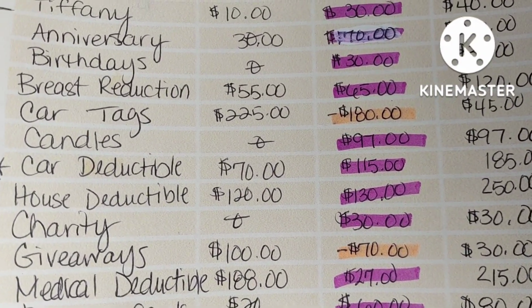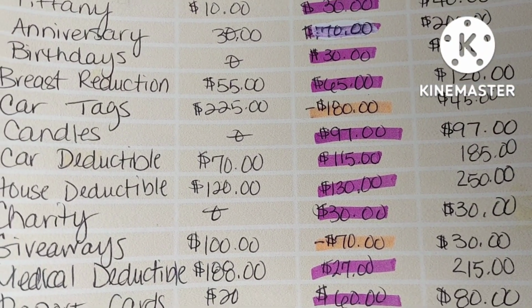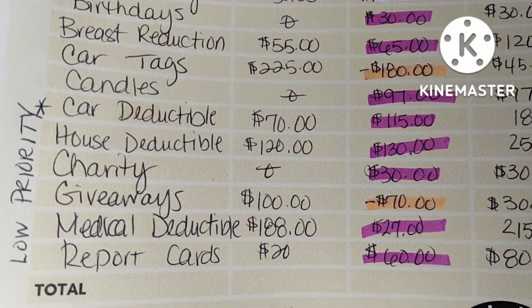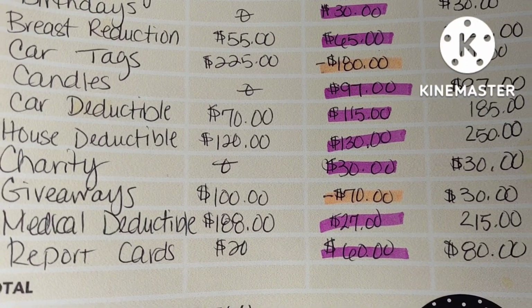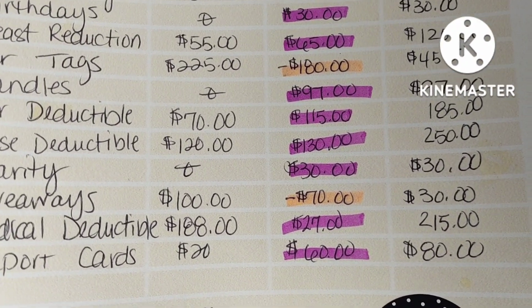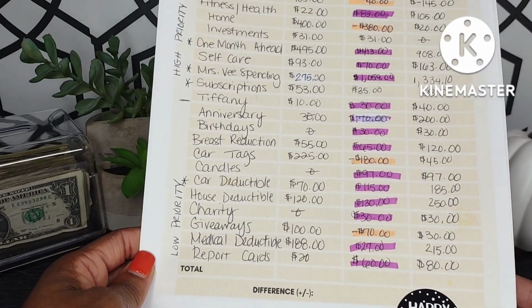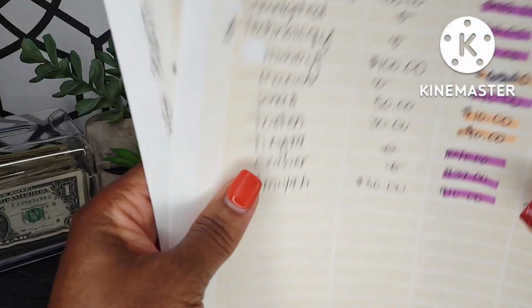Medical deductible, I ended with $188, now I have $215, so I was able to save $27 since June 30th. Report cards, I give my grandkids $20 per A. We ended with $20, and we now have $80, so that's a difference of $60. So that's what's going on in my high priority and low priority binder. Let's finish the low priority binder.